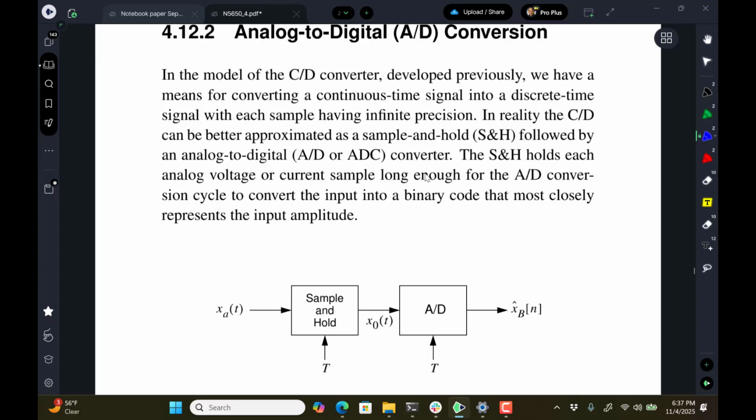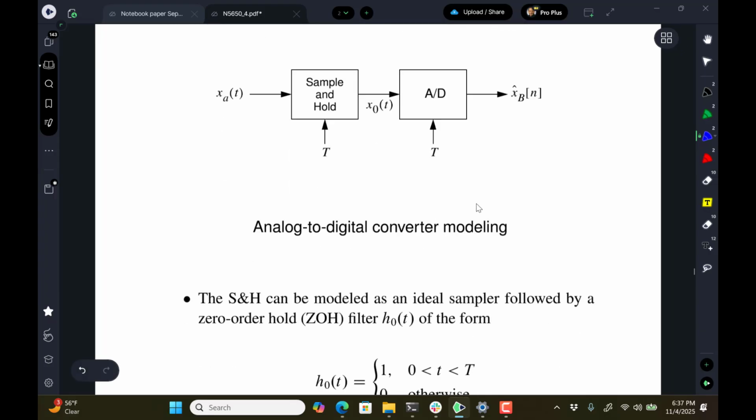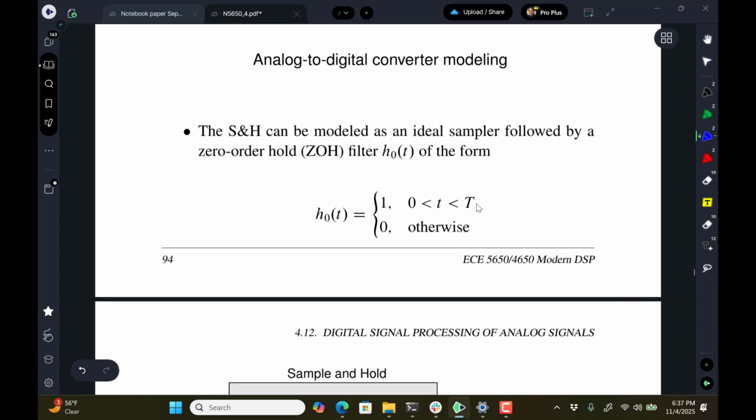Because if the signal is moving around, you've got to do something with a sample and hold to say, hold it because I've got to take a picture of it. I'm going to hold it long enough that I can convert it to a binary code. So that's the nature of the sample and hold. If you look at the model of the sample and hold, it's actually a zero-order hold in control systems or in electronics, where it's just an impulse response that holds constant for one cycle of the A to D converter.